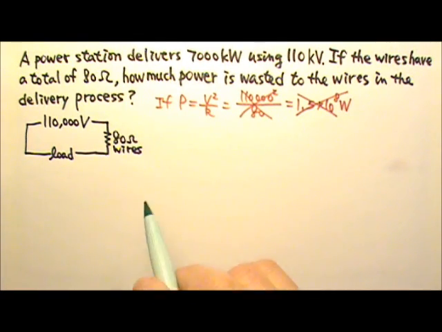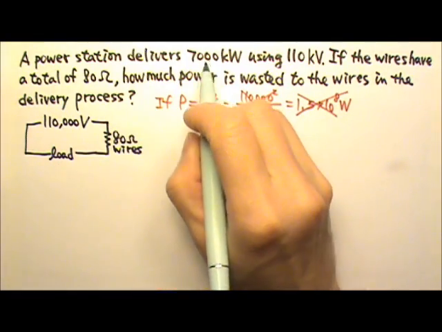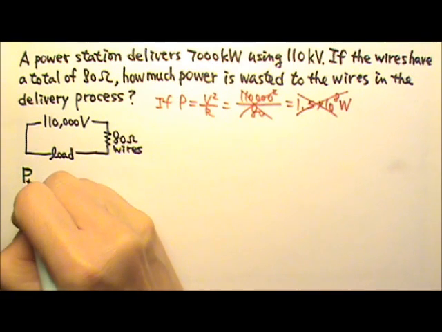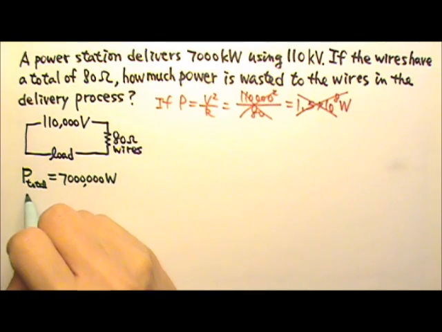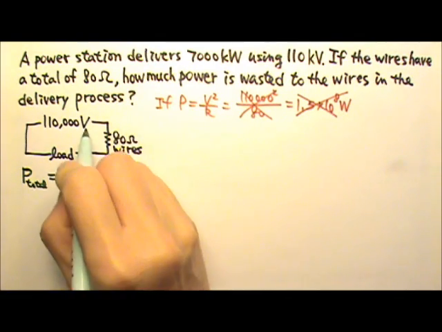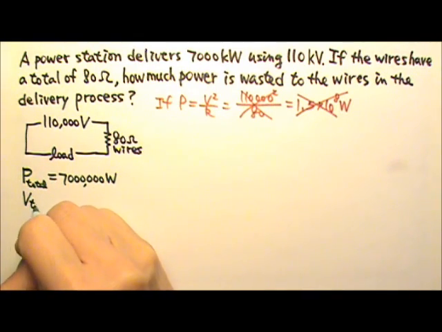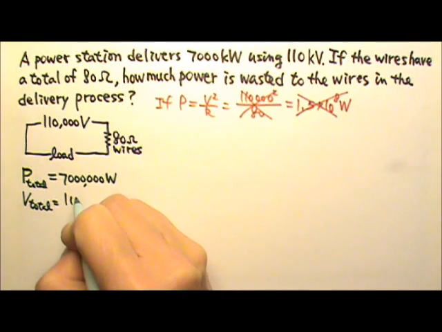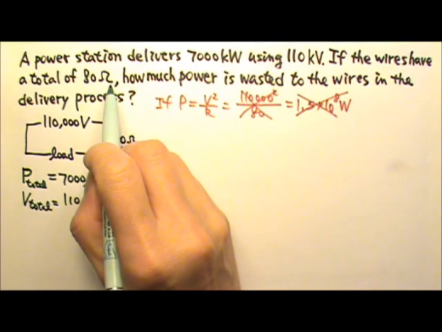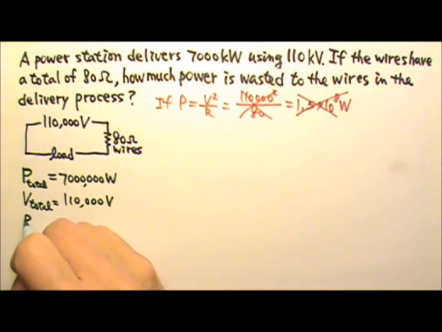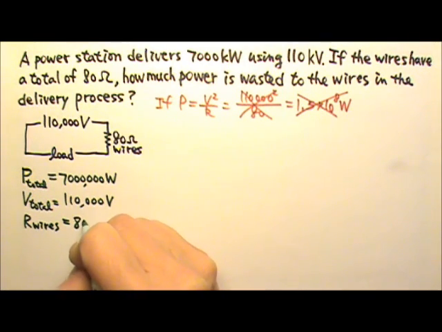So in this problem, we need to tell apart whether we're talking about the wires or the whole circuit. For example, the 7,000 kilowatts is the total power in the circuit. The voltage is also the voltage for the total circuit, 110,000 volts. And then the 80 ohms is the resistance of the wires only, not the total resistance in the circuit.